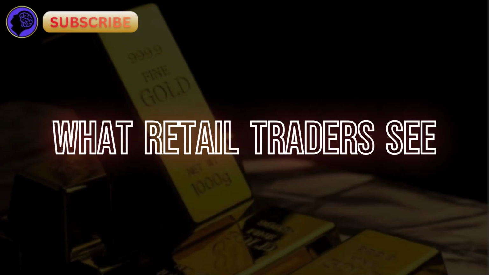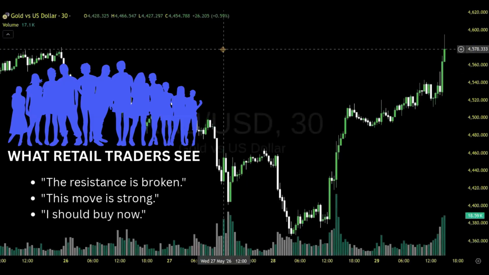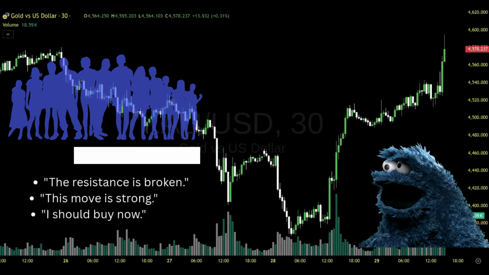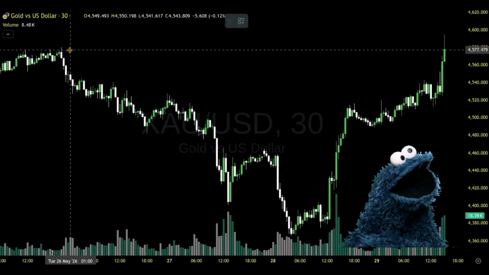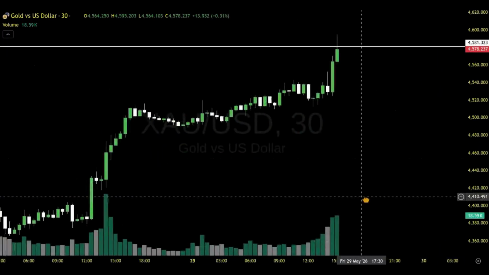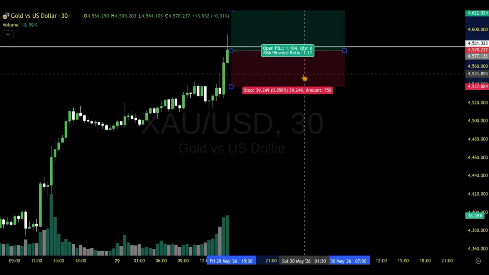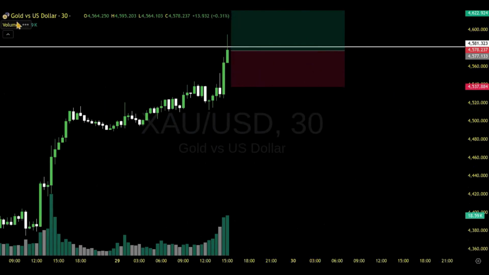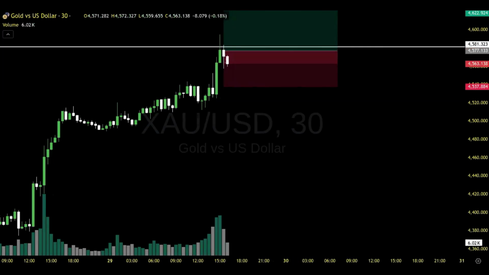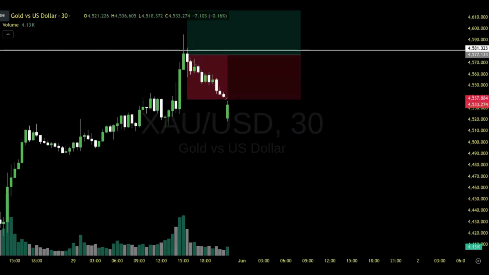What retail traders see? Most retail traders see a breakout. They think, the resistance is broken. This move is strong. I should buy now. Unfortunately, they are entering exactly where liquidity is being taken. This is why many traders get trapped. They buy the breakout. The market reverses. And they become liquidity.